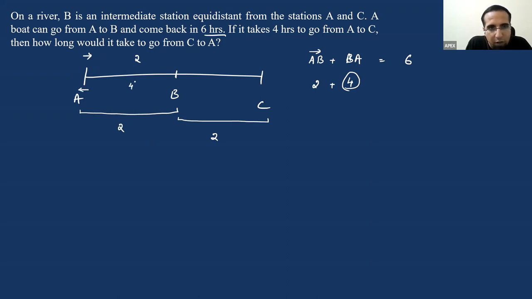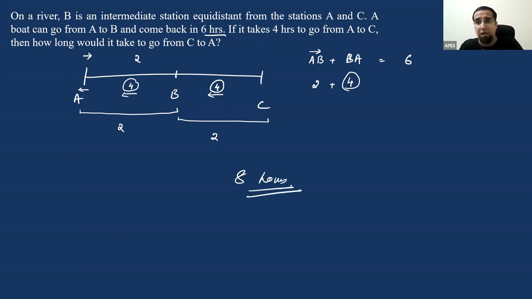So B to A would take how many hours? Clear? Similarly, if it's equidistant, if B to A is taking 4 hours, can I say B to C will also take 4 hours to come back? How long would it take to come from C to A? C to B will take 4 hours and then B to A will also take 4 hours. That means the total time taken to come back from C to A will be a total of 8 hours. That should be our required answer.